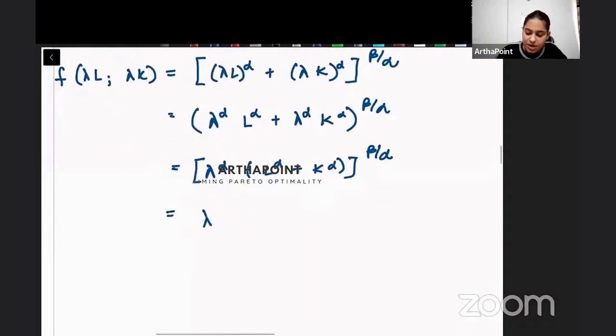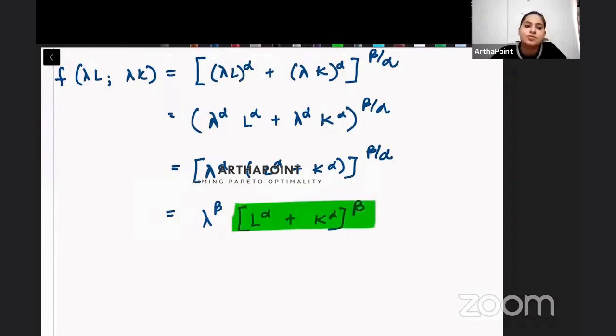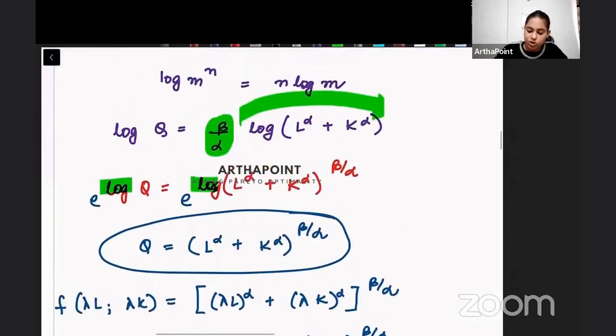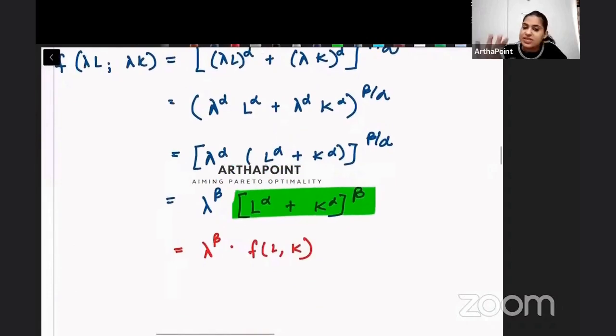This is going to be λ^β (L^α + K^α)^β. Isn't this my original production function? I can rewrite this as λ^β times a function of L and K. This is what my original production function was. So this is definitely homogeneous because I could pull out the lambda scale factor.